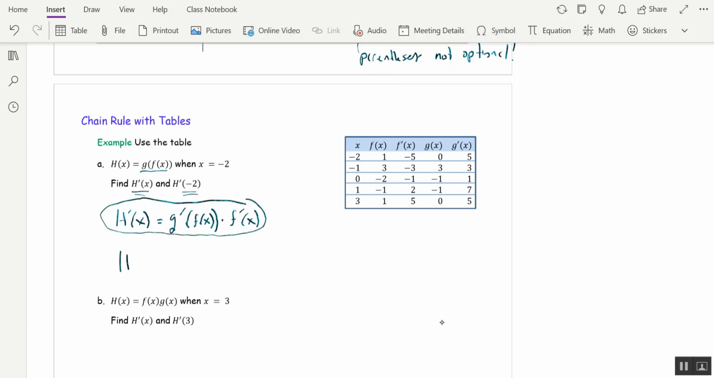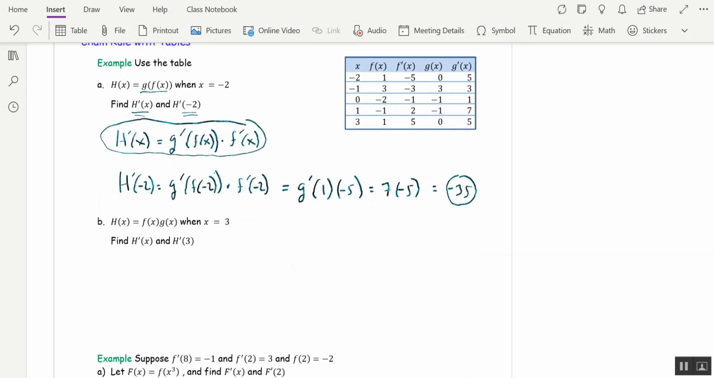Okay, the second part, h prime of -2 is g prime of f of -2. That's a composition, it's not multiplication. Then I multiply by f prime of -2. Now I'll get all those numbers from my chart. So I want g prime of, I look in the chart for f of -2, and I see that's 1. And then f prime of -2 is -5. Then I go back to my chart and I look at g prime of 1, which is 7, times -5, -35.